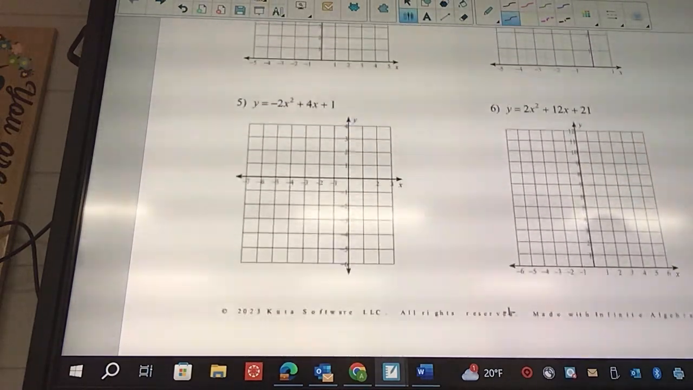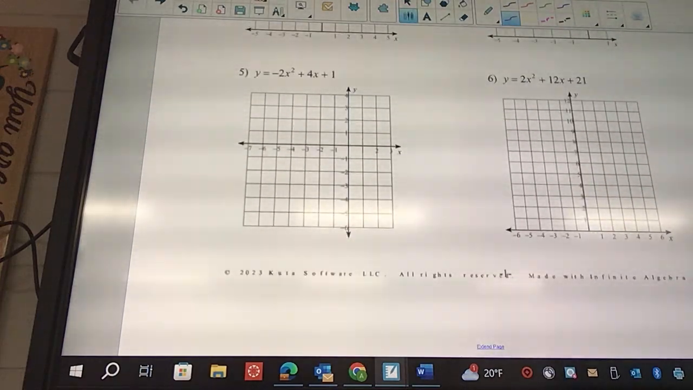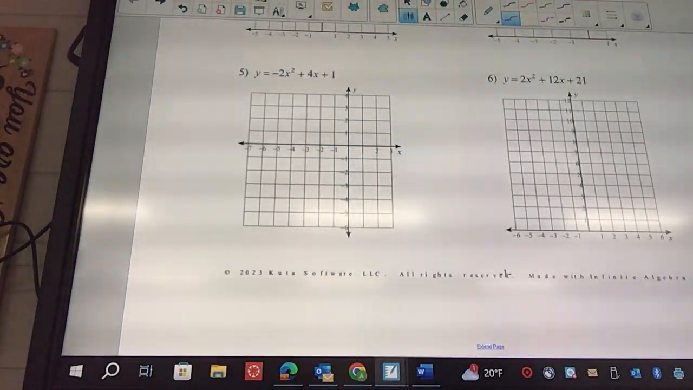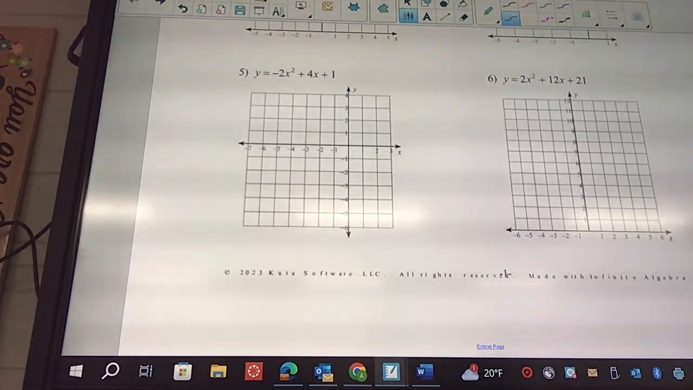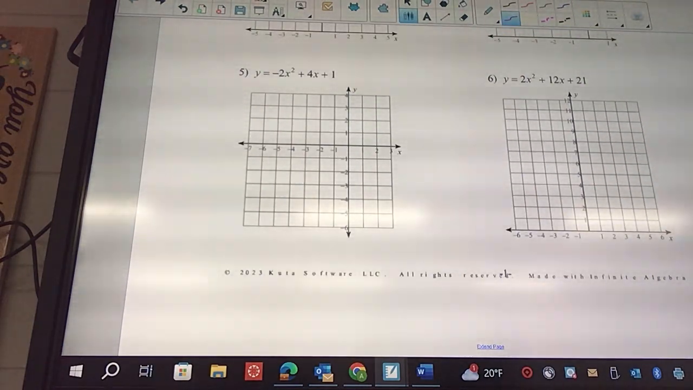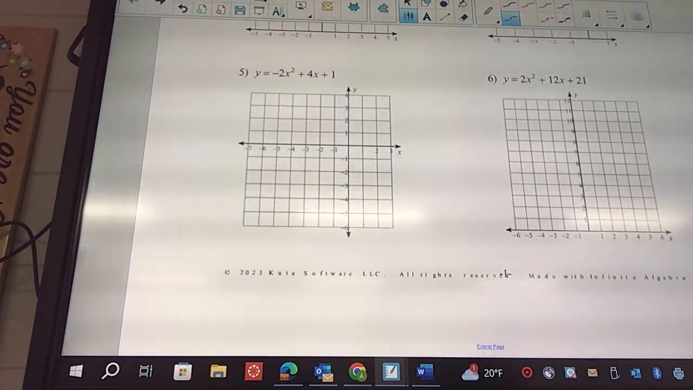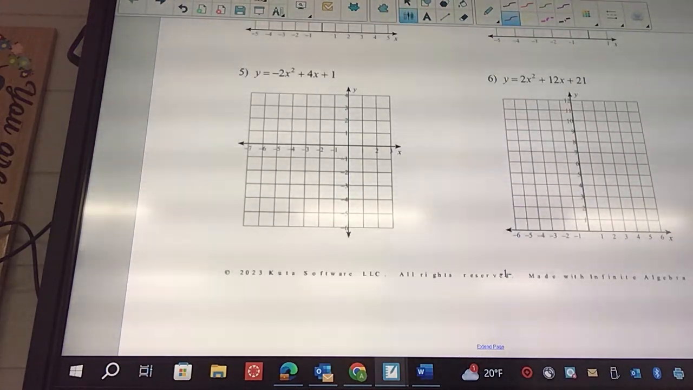This one will. What's the first point? 4, negative 3. Oh, I can't graph it. Let me see if I can find one. 4, negative 3, what else? 5, negative 1, and 6, 5. It's not going to happen for me. Okay, so go through and graph it.